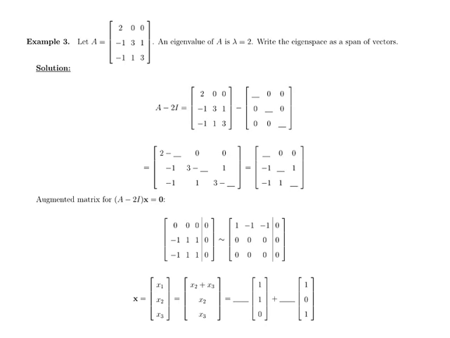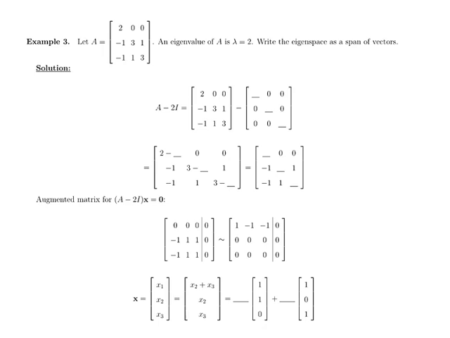So let's do another example here. Let A be the 3 by 3 matrix 2, 0, 0, negative 1, 3, 1, negative 1, 1, 3. An eigenvalue of A is lambda equals 2. Remember, we're not going to be finding eigenvalues in this section. We're going to be given it. And the question asks, write the eigenspace as a span of vectors.